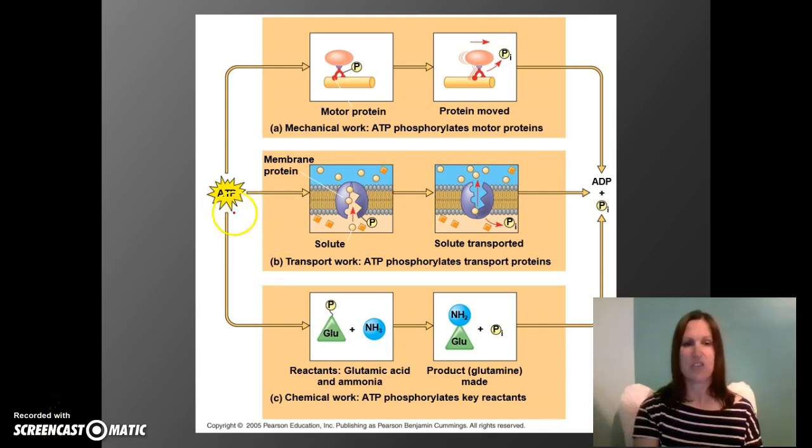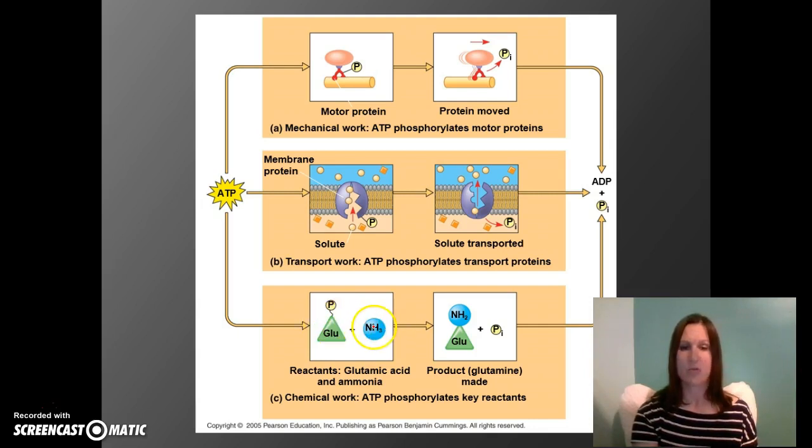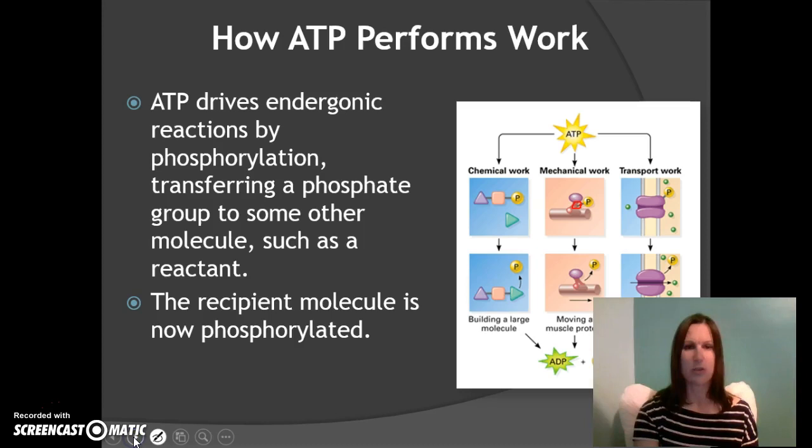Where do we get the energy to power this reaction? Again, ATP. ATP is broken down, that third phosphate attaches to glutamic acid. We get this energy that's released, which allows the two to combine, and now we have glutamine. I kind of went through everything right there because I tend to get really excited.